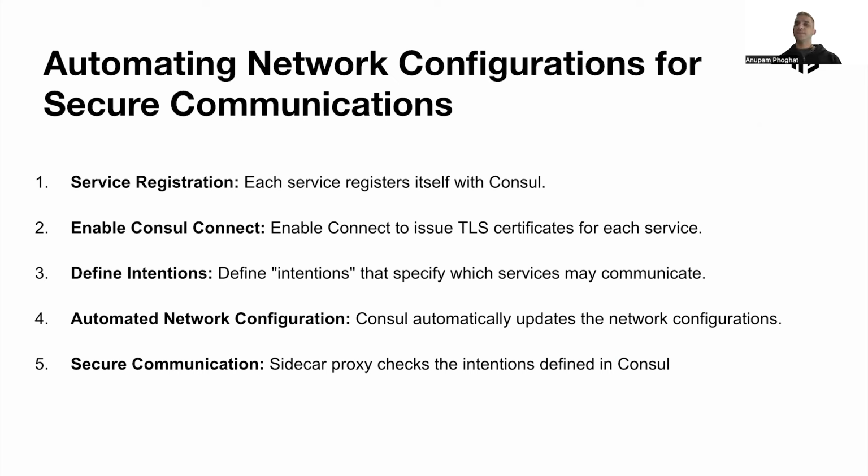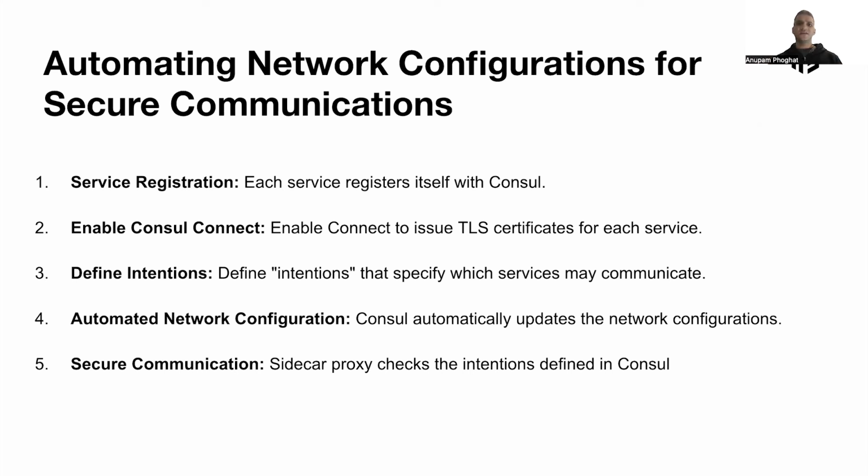For example, you might specify that a payment service can only receive traffic from the order service and not from any other service. As services are registered and deregistered, Consul then automatically updates the network configurations such as firewalls and load balancers to reflect these changes based on predefined policies. When a service needs to communicate with another, its sidecar proxy checks the intentions defined within Consul. If the communication is permitted, the proxy establishes an encrypted mTLS connection with the destination service's proxy.